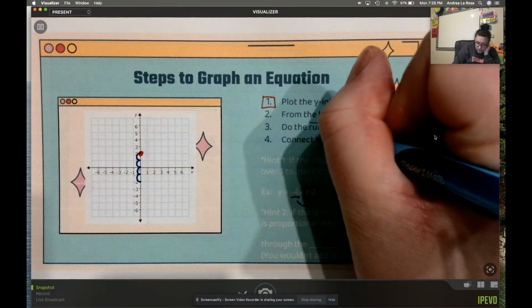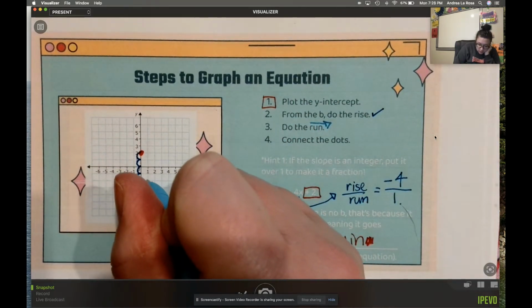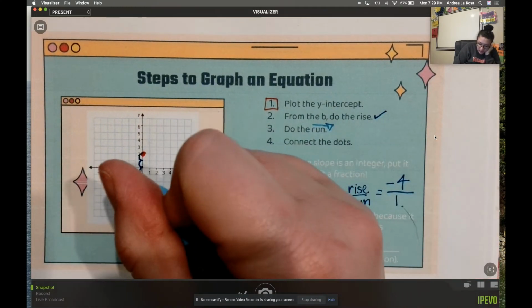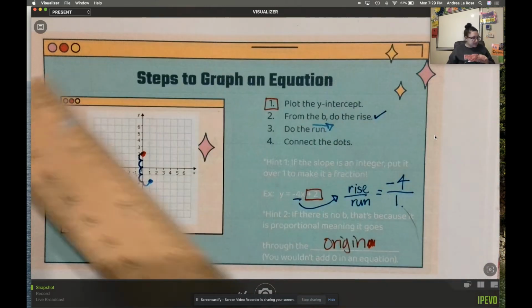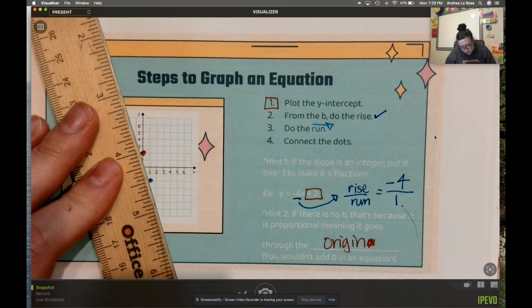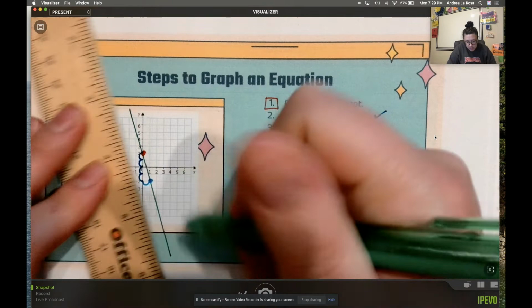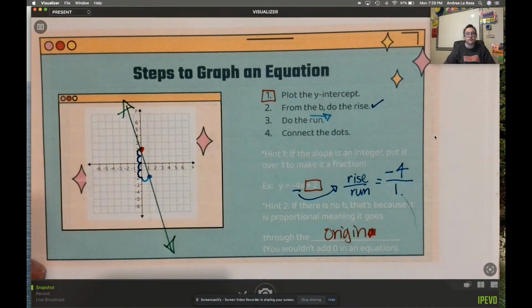Now we're going to do our run. Remember, we're going to run to the right 1 spot. And I put my new dot. And now to get my graph line, I just connect them. So we can use a ruler to do that. There's a tool in Desmos that will do that for you. But there is my line from an equation. Don't worry, we're going to do lots of practice with you guys, okay?